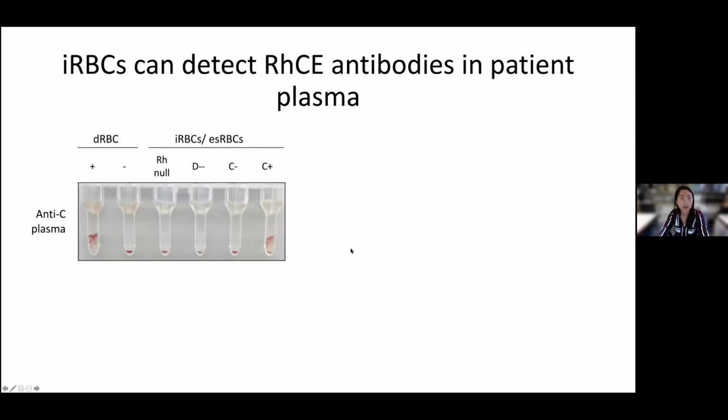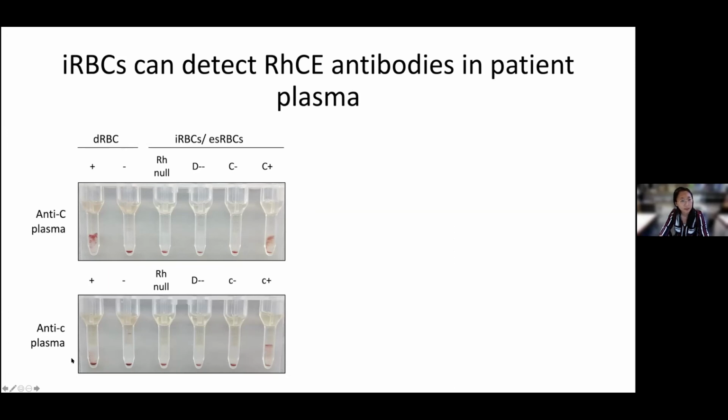Going further, we wanted to see if IRBCs could detect antibodies against RHCE in patient plasma as well. We saw this card previously, but basically it shows that we were able to detect anti-big C in patient plasma because it only reacted with IRBCs that were big C positive and not with the RH null, not with a D minus, and not with a big C negative IRBC. And similarly for patient plasma containing anti-little c, we only see agglutination with the IRBC that is little c positive and none with any of the others.